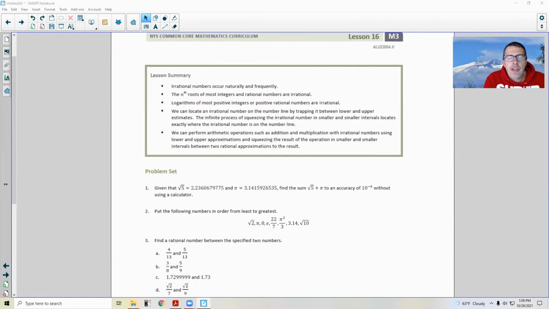Okay, page 4 brings us to the end of lesson 16. Review the lesson summary and go to your problem set.